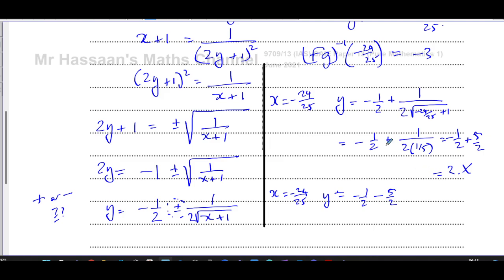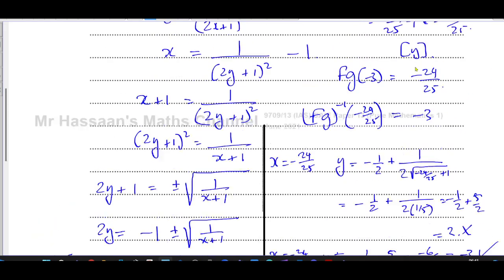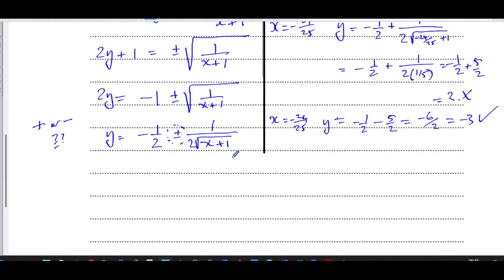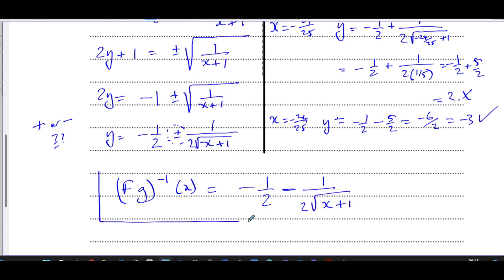Everything else will be the same except this is now going to be minus. So you have minus 1 over 2 minus 5 over 2, which is minus 6 over 2, equal to negative 3, which is exactly what our original input was. Okay, so we definitely have the correct inverse function. So we can say the inverse of x is equal to minus a half minus 1 over 2 times the square root of x plus 1. This is the inverse function.